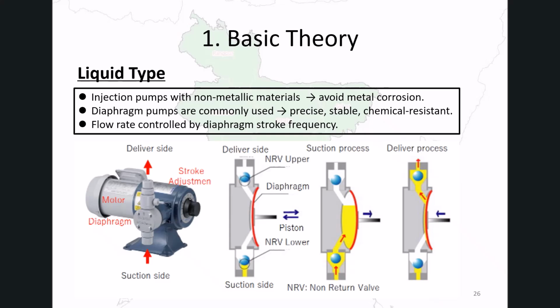The diagram shows how the diaphragm moves back and forth, creating suction and discharge processes. Non-return valves control the direction of flow, ensuring accurate injection of chlorine solution. Understanding this mechanism helps operators diagnose dosing problems and maintain stable chlorination.